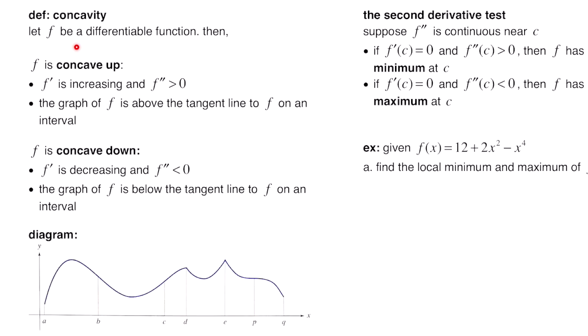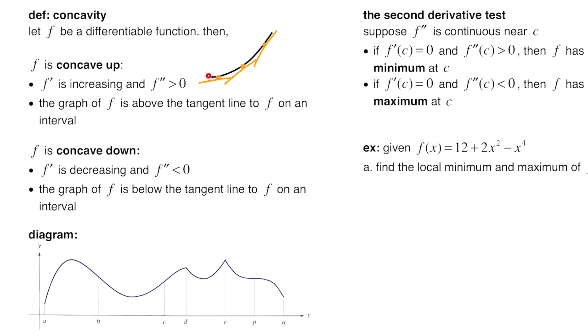Next, we're going to talk about concavity. It says let f be a differentiable function, then f is concave up, and we have the condition that f prime is increasing and f double prime is positive. It also says the graph of f is above the tangent line to f on an interval when f is concave up. For concave down, we have f prime is decreasing, and we have f double prime is negative, and the graph of f is below the tangent line to f on an interval for concave down.